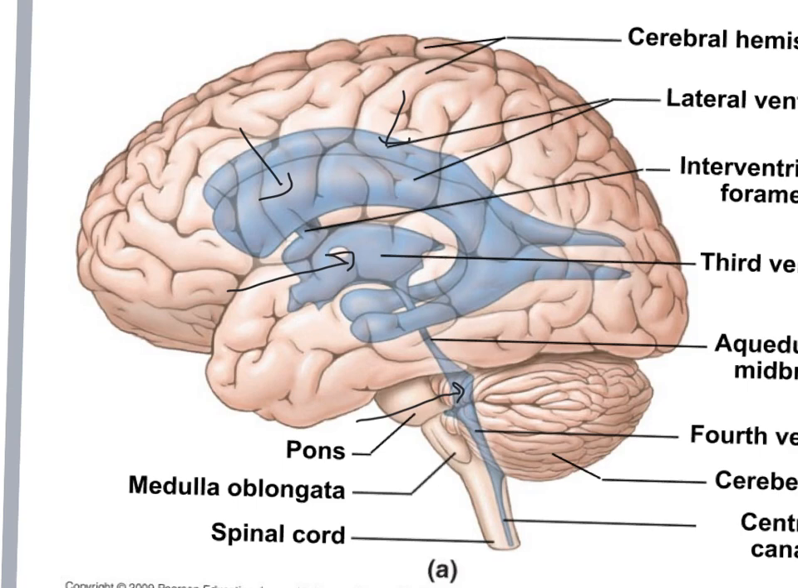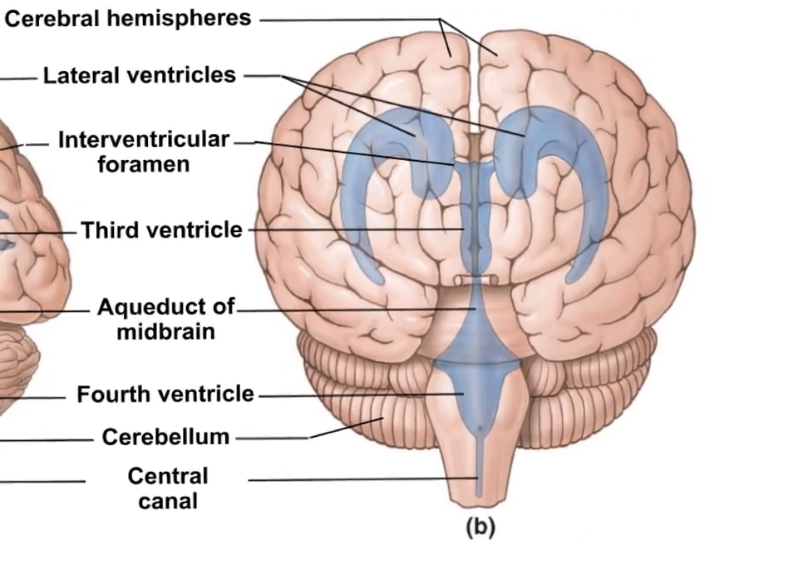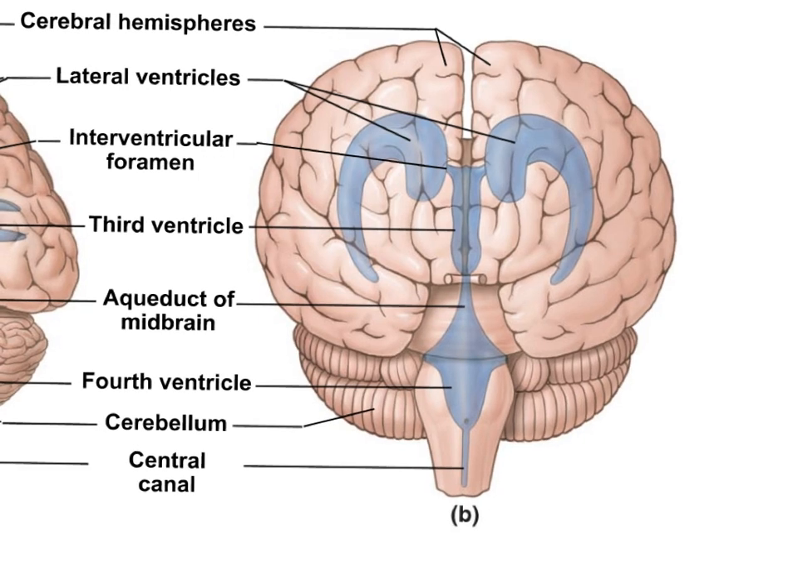And so what flows inside there? Cerebrospinal fluid, right? So cerebrospinal fluid is produced and it flows through these ventricles. It's carrying away wastes, it's delivering nutrients, it has ions in it and lots of fluid. So it's just kind of replenishing the brain. Here's what they look like from the front. We can see the lateral ventricles. Now we can see that there's two lateral ventricles. We can see the one third ventricle, and we can see the one fourth ventricle, right?